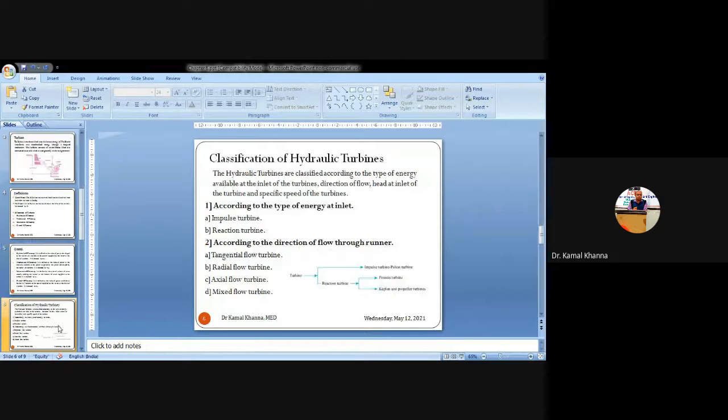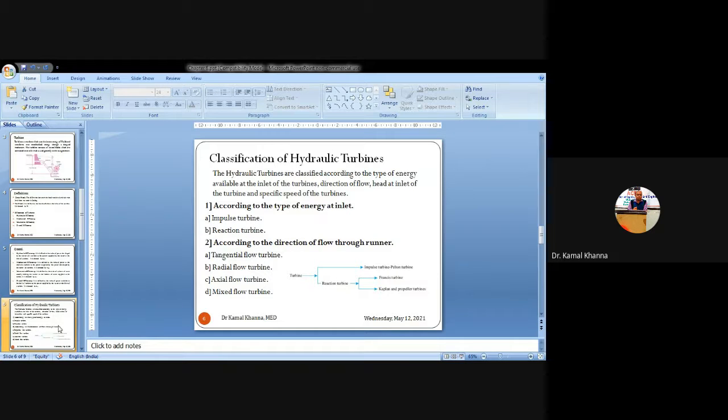Next is the classification of the hydraulic turbine. That is how we are classifying hydraulic turbines. These are classified on the basis of the type of energy available at the inlet, and the direction of flow to the runner.